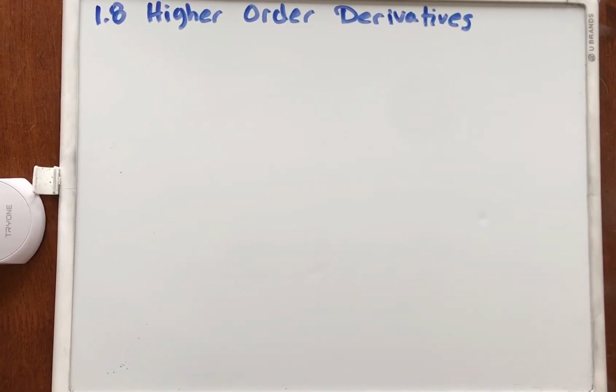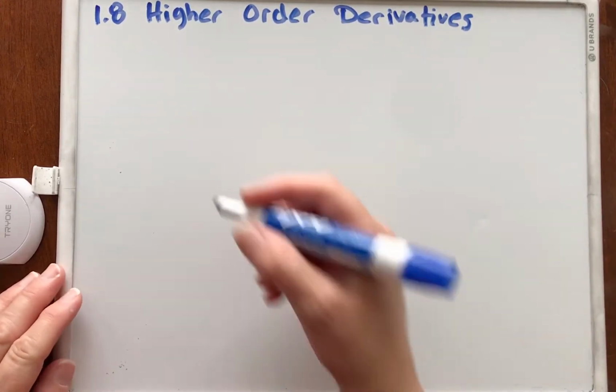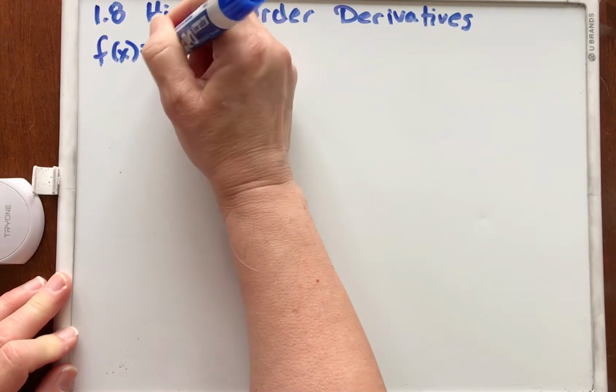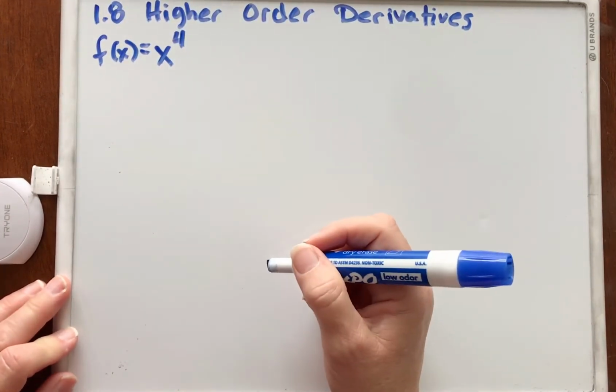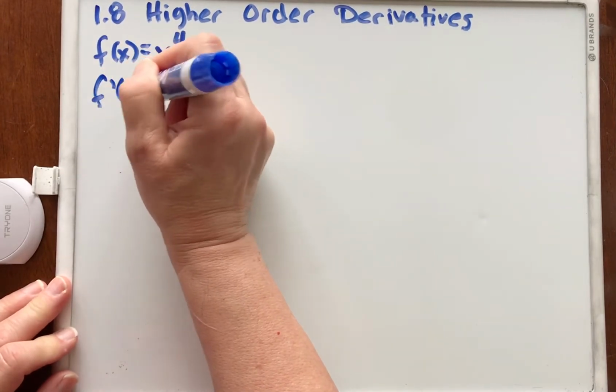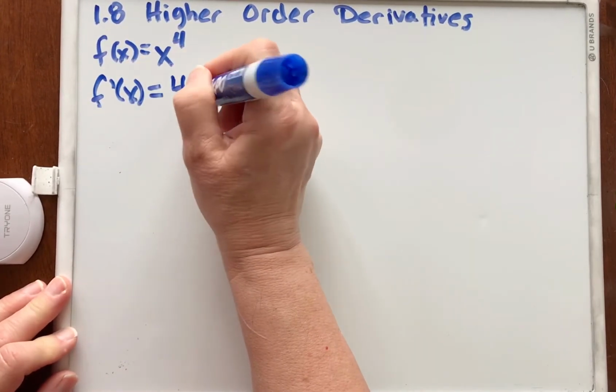1.8, we're going to be looking at higher order derivatives. So let's start with f of x equals x to the fourth. Let's take the derivative. F prime of x equals 4x cubed.